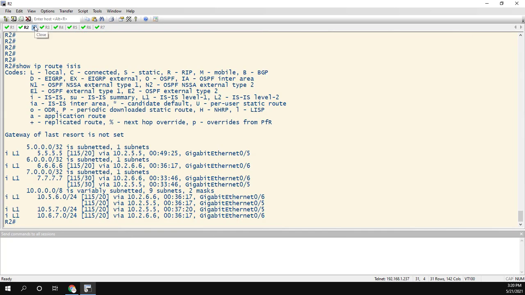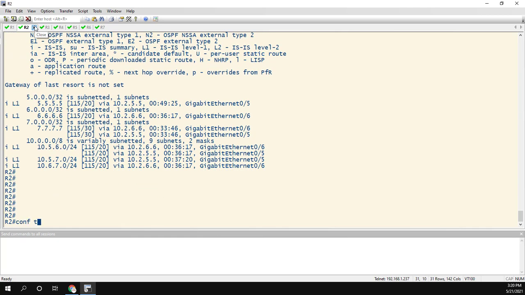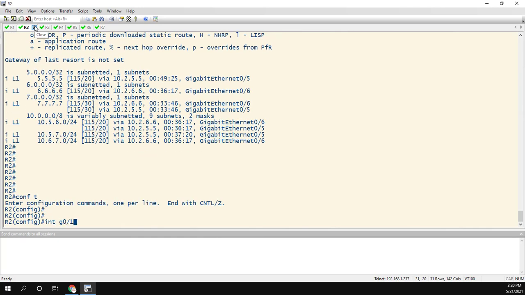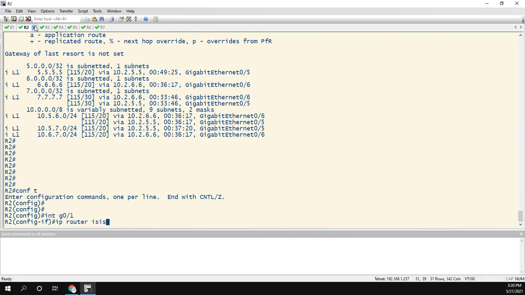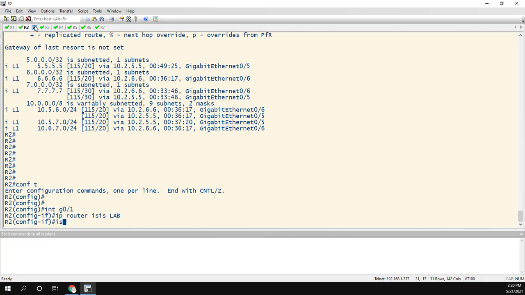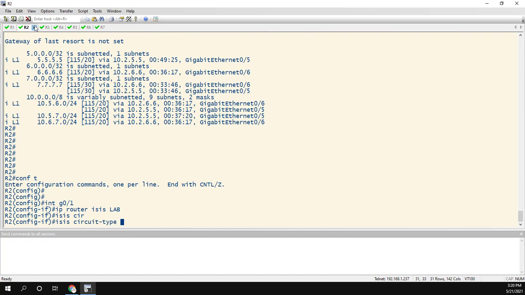So router 2 is going to be the same thing. Conf t, the interface towards 1, IP router ISIS lab, and then the ISIS circuit type is going to be level 2 only.